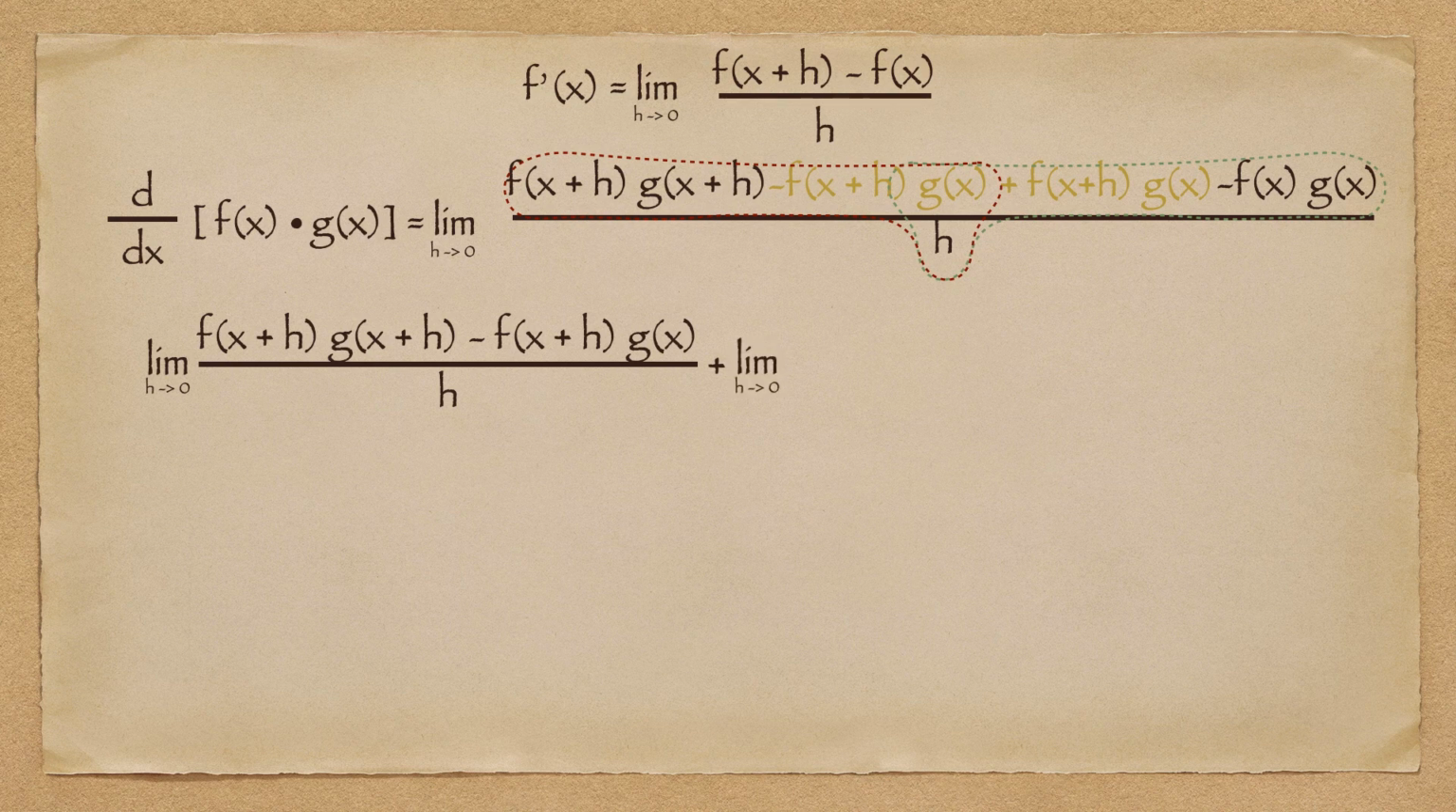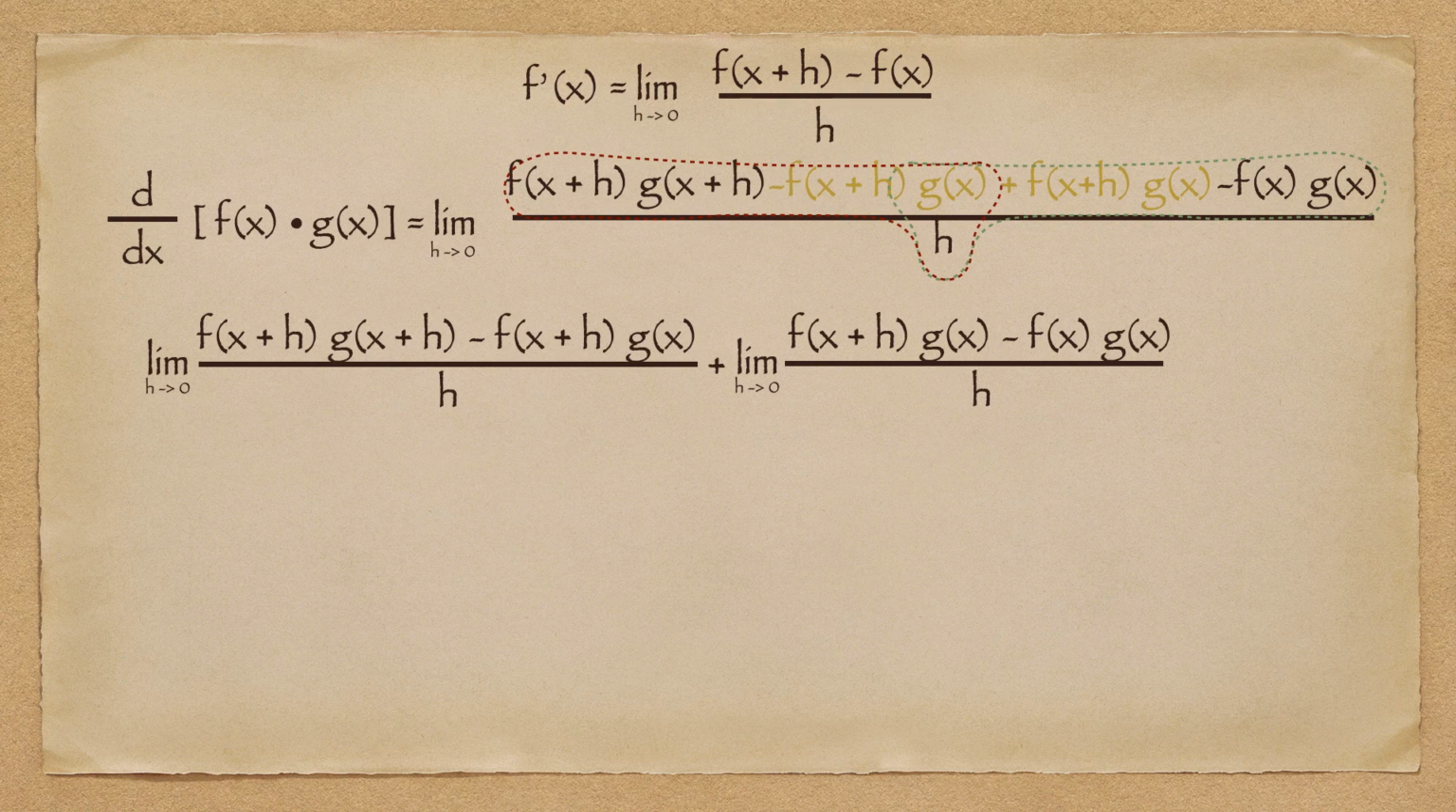The limit as h approaches 0 of f of x plus h times g of x minus f of x, g of x. Now notice that both of them are over h. That's just because of limit properties, we have to include the h there.